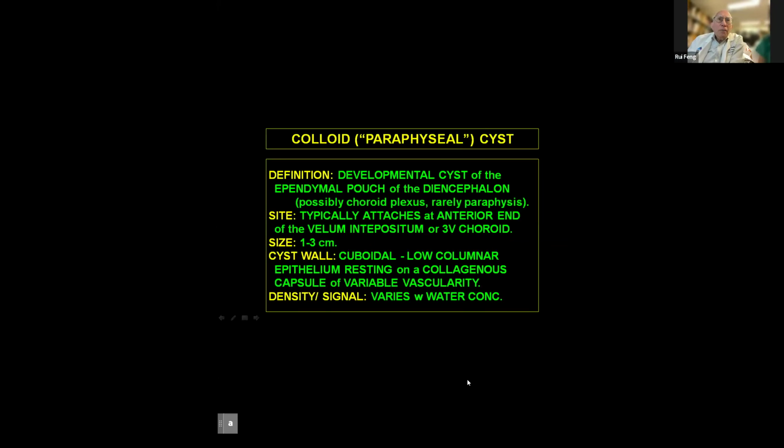Colloid cysts are developmental cysts of the ependymal pouch of the diencephalon. They typically attach at the anterior end of the velum interpositum or the third ventricular choroid. The cyst wall is cuboidal, low columnar epithelium, resting on a collagenous base. The appearance is highly variable.